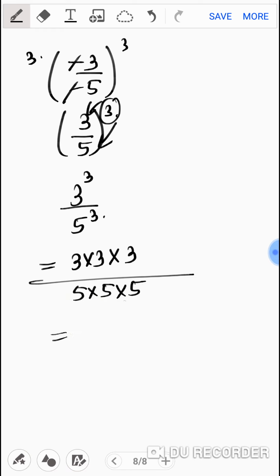Yes, my dear kids, you need very strong calculations. You should be able to do all the multiplication. You should know all the tables so that you are thorough with this chapter. 3 3s are 9, 9 3s are 27, 5 5s are 25, 25 5s are 125. Is that clear?